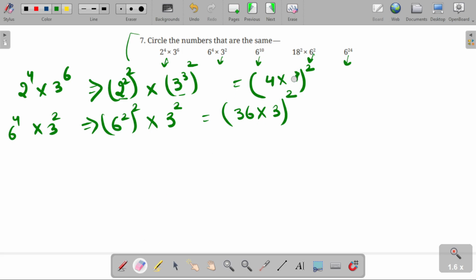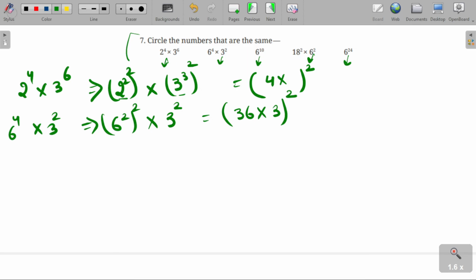Here it is 3 cube, right? So this is 27. Just find the answer of this: 27 into 4, 108 square, and 36 into 3, this is also 108 the whole square. So see, we are getting the same value, right?